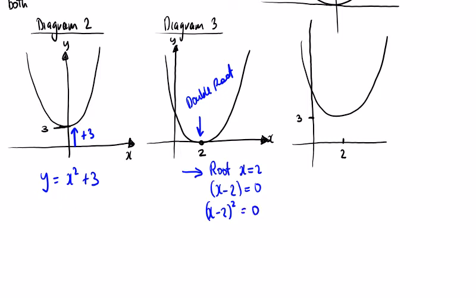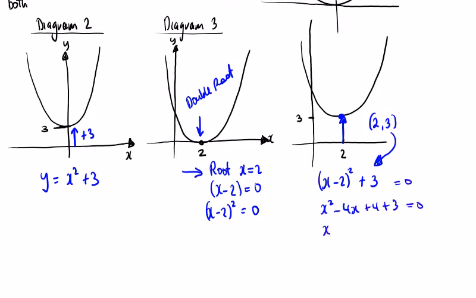And with this one, we can see it's the same graph. It's shifted the x minus 2 squared up 3. So this one is going to be x minus 2 squared plus 3. Now, what's the minimum point of this? 2, 3. Do you remember completing the square? Look familiar? So you could multiply that out. X squared, they don't ask for it in a particular form. Minus 4x plus 4 plus 3 equals 0. So x squared minus 4x plus 7 equals 0.